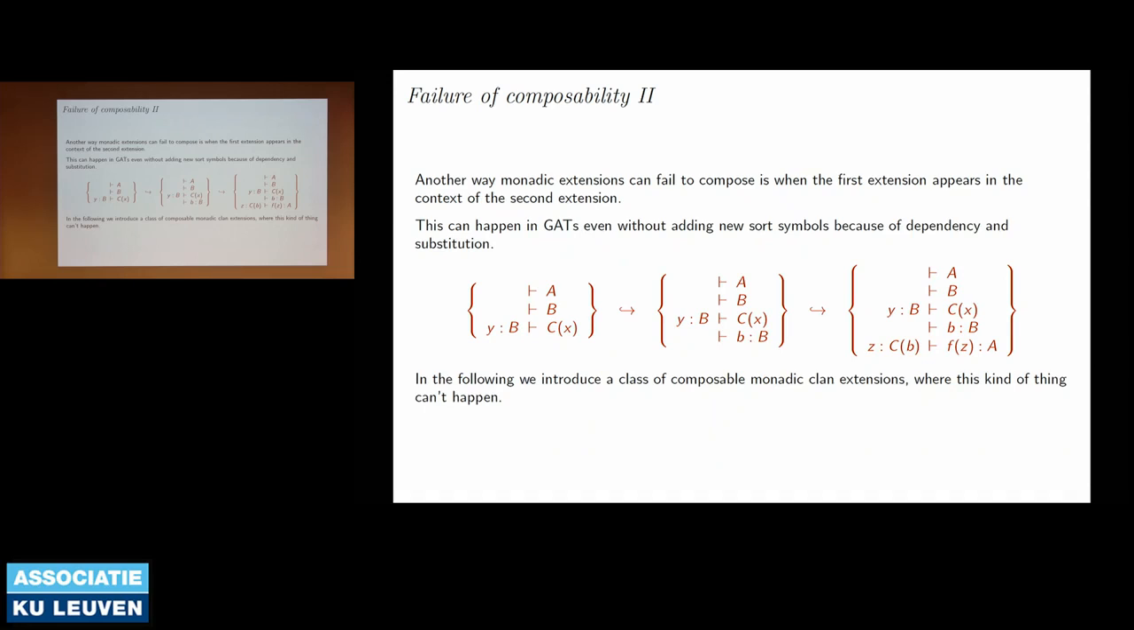So, in the following, I want to present a class of monadic clan extensions that do compose, basically by avoiding this kind of phenomenon. At least that's my interpretation. The criterion I'm giving is purely category theoretic.